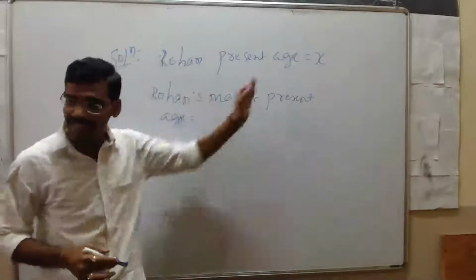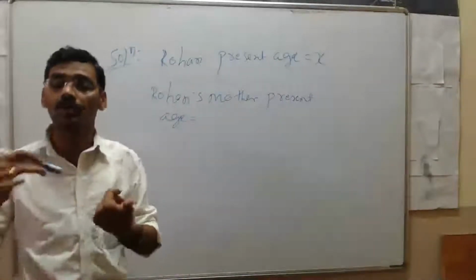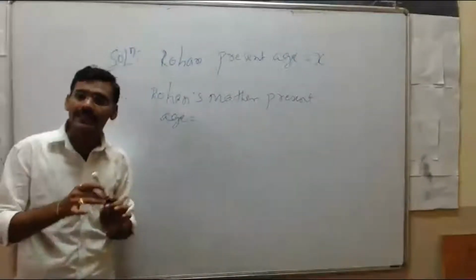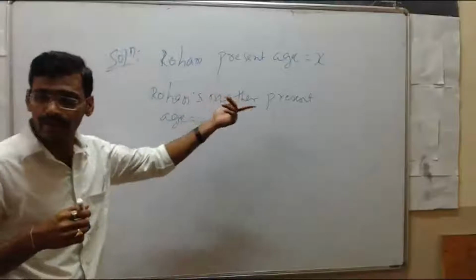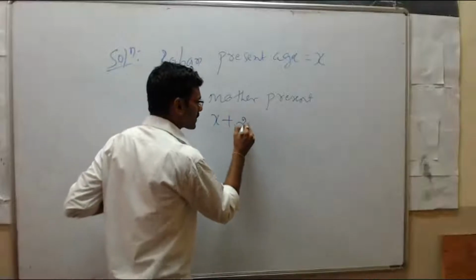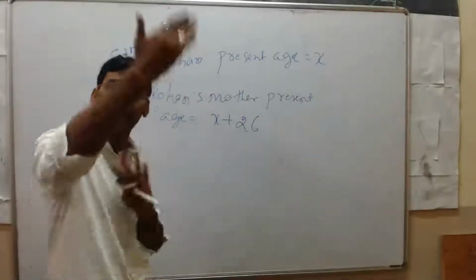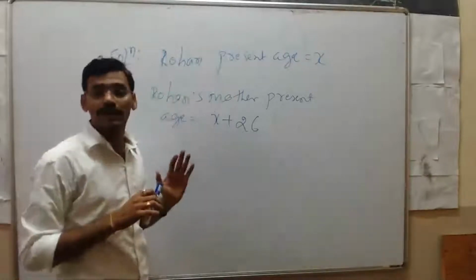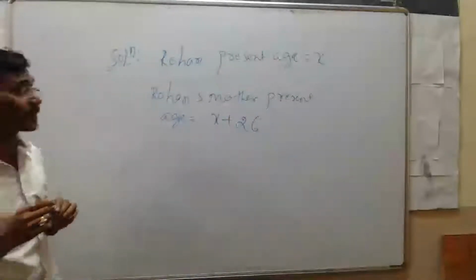Rohan's present age is x. To find Rohan's present age, we consider it as x. Rohan's mother is 26 years older, meaning more than his age. Therefore, Rohan's age is x, and 26 years older is x plus 26. Older means more, senior by 26 years, so we should add. Rohan's present age is x, and Rohan's mother's present age is x plus 26.